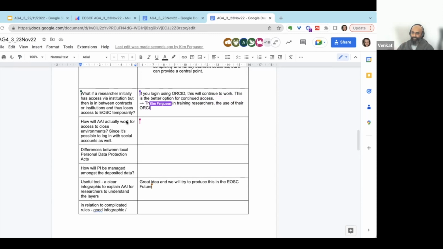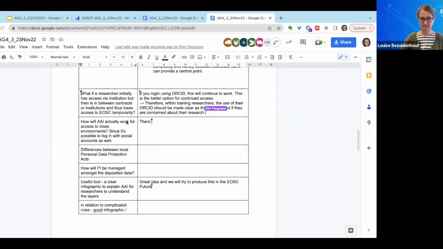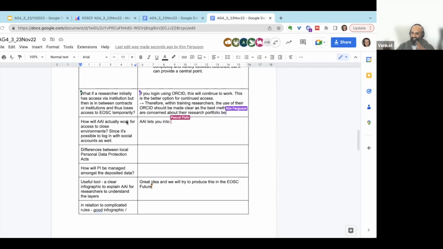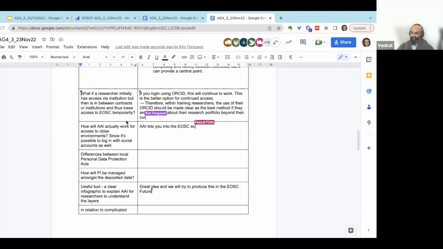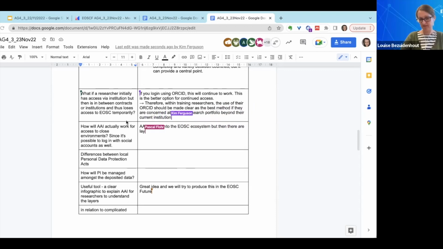trusted research environment, TRE, even if you log in with AAI, that doesn't automatically mean that you would gain access to sensitive data. There will be other access control mechanisms in place to allow you to see that data. So AAI lets you into this EOSC ecosystem, but then there are layers, and you will still need further authorization for anything sensitive in nature. So the AAI login is not a carte blanche for you to dig around in everything. There are still the existing checks and balances for accessing sensitive data or closed environments.